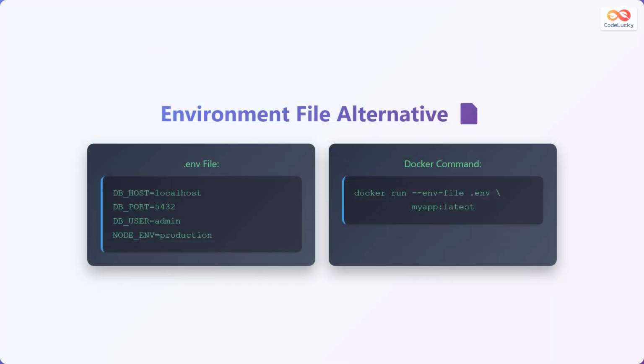An alternative to using multiple -e flags is to use an environment file. First, you create a .env file with your environment variables defined like this: DB_HOST=localhost, DB_PORT=5432, DB_USER=admin, NODE_ENV=production. Then you can use the --env-file flag in your Docker run command to load these variables from the file: docker run --env-file .env myapp:latest. This keeps your Docker commands cleaner and easier to manage.